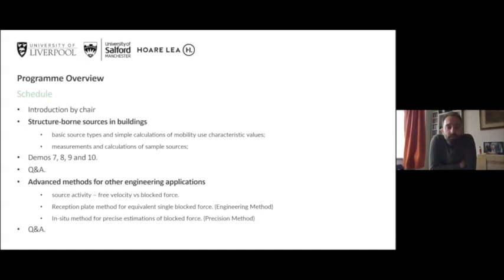And there's a couple of ways for obtaining that source activity. One is the reception plate method, which is used to obtain single equivalent block forces and free velocities, as well as mobilities actually. The reception plate method has been very widely developed at Liverpool University, but it's something we also use ourselves for certain applications. And then there's another method that we've been looking at in Salford, which is an in situ method, generally for more precise estimations of prediction of structure-borne noise using this in situ block force approach.